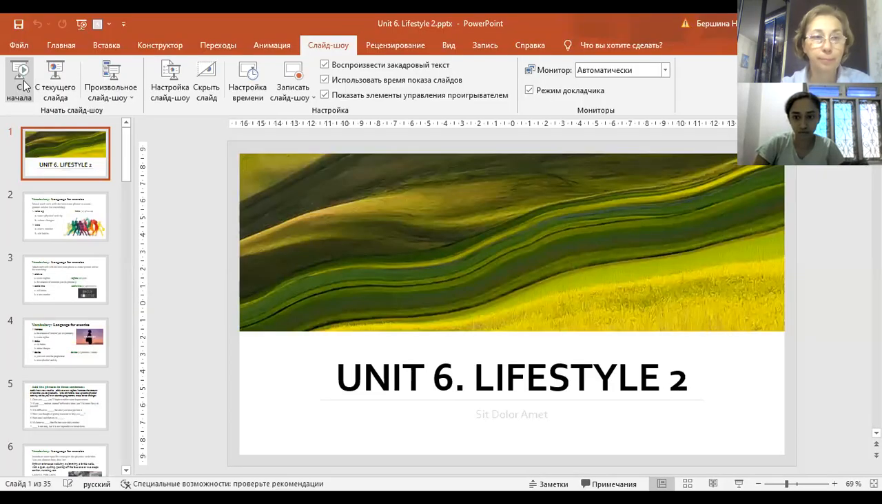Start. Then we move to the slides. And now we start with the first slide.